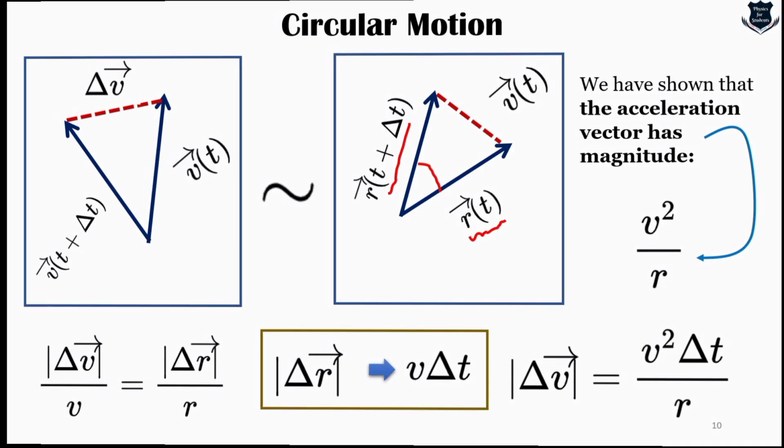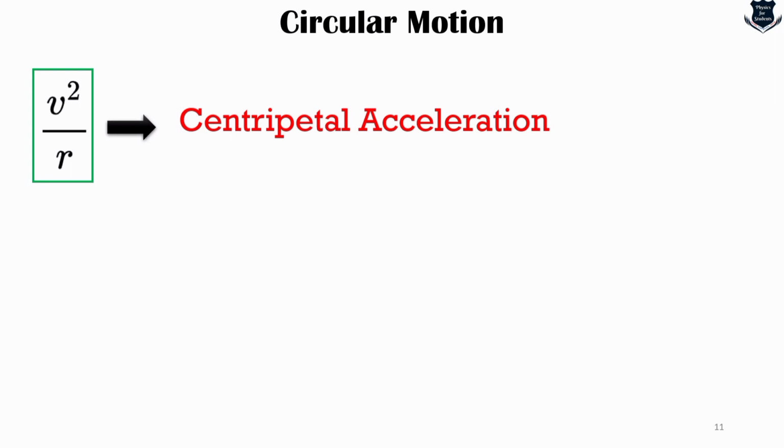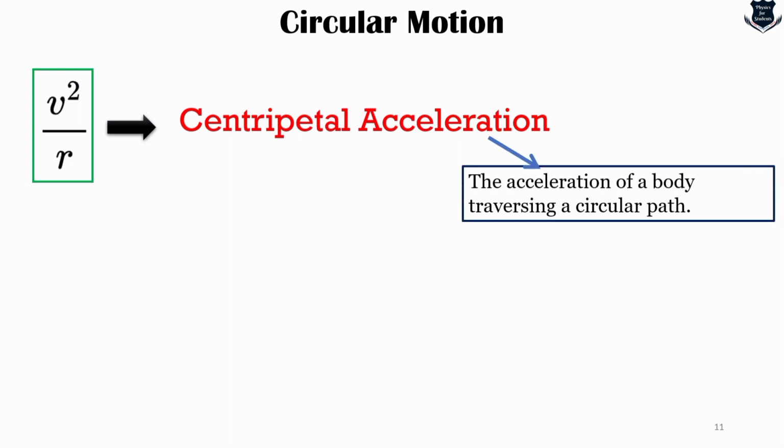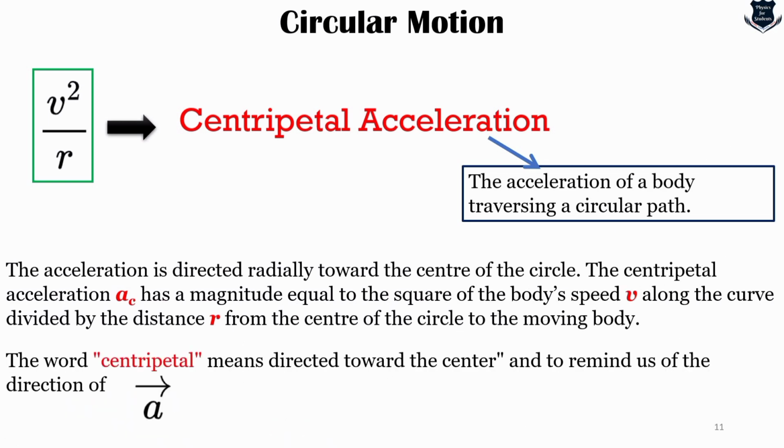So this v square upon r is what we call the centripetal acceleration, a fundamental concept of Newtonian mechanics. Centripetal acceleration is the acceleration of a body traversing a circular path. You can read out the definition. The acceleration is directed radially towards the center of the circle. The centripetal acceleration, a sub c or AC, has a magnitude equal to the square of the body's speed, that is v square, divided by r. This is the very standard textbook definition of centripetal acceleration. And the word centripetal means directed towards the center, and to remind us, this is the direction of a.